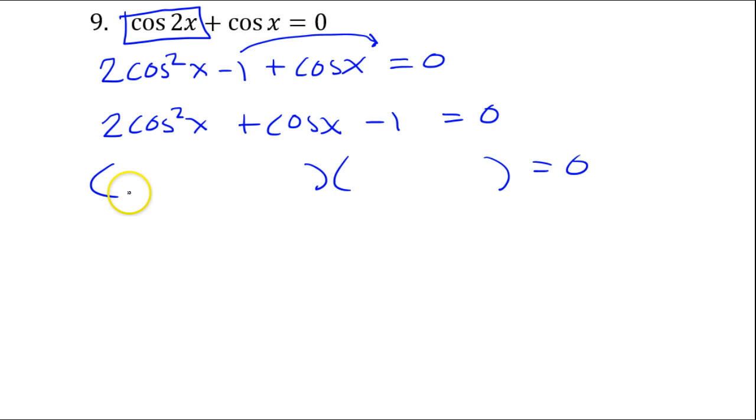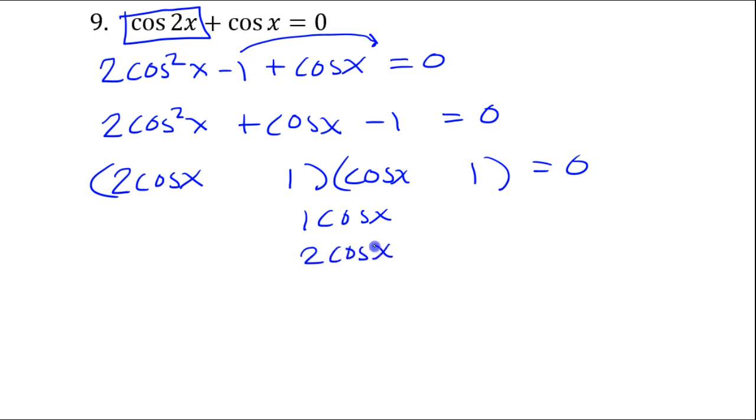2 cosine squared x can only factor as 2 cosine x times cosine x. 1 can only factor as 1 times 1. Inner plus outer must equal middle. Inner, I have 1 cosine x. Outer, I have 2 cosine x. I'm trying to get a middle of 1 cosine x.